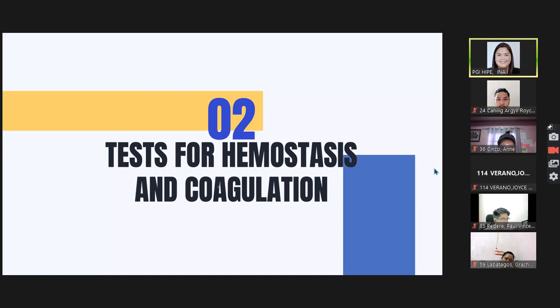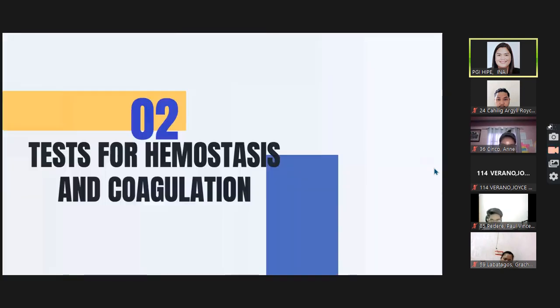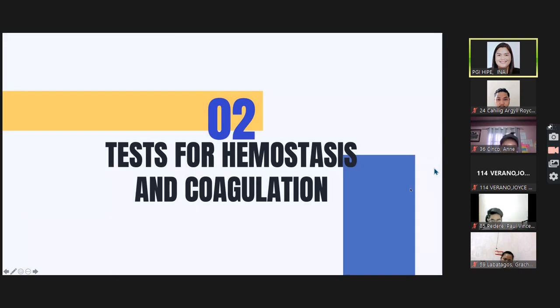Okay, so just in passing lang, the tests for hemostasis and coagulation. It is important to emphasize that during the evaluation of possible diseases related to hemostasis, it is imperative to have a comprehensive and complete history of the patient, especially if the patient had a previous history of abnormal bleeding or easy bruisability, adverse drug reactions to any drug intake, and basic laboratory test results.